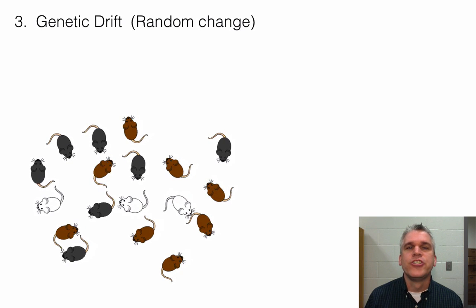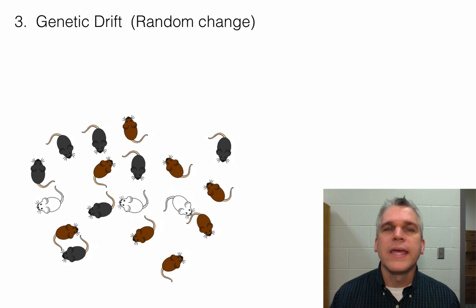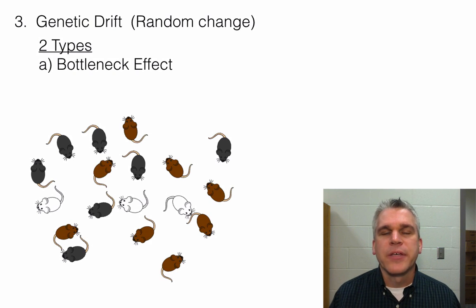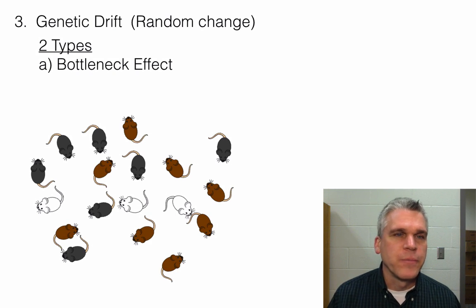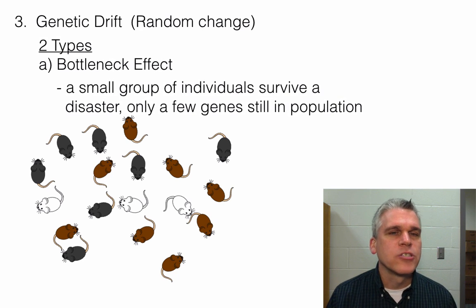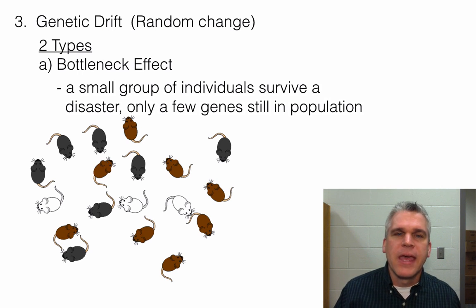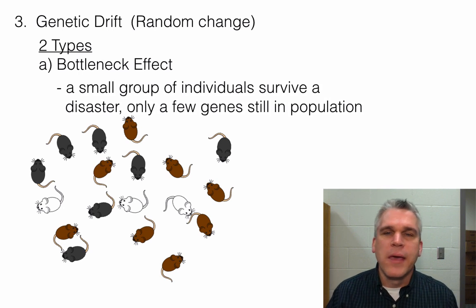The third type is genetic drift. Again, this is just a nice scientific term. It means random change. Now there's two types of genetic drift that we're going to talk about. One is a bottleneck effect. And in a bottleneck effect, only a small group of individuals would survive some type of a disaster, and then only a few genes might remain in the population.